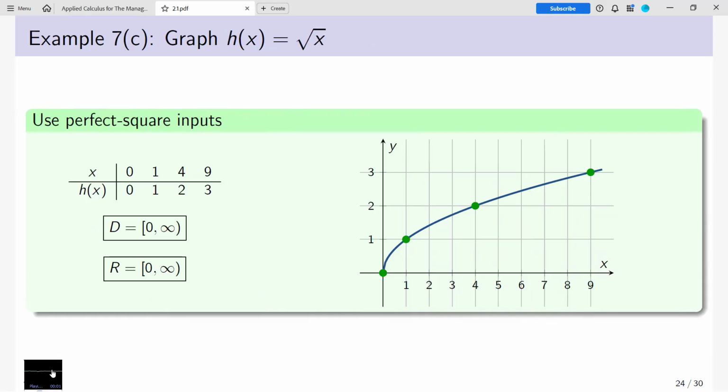Perfect squares give convenient points on the square root graph. The graph begins at 0, 0 and extends to the right, so both its domain and range are 0 to infinity.